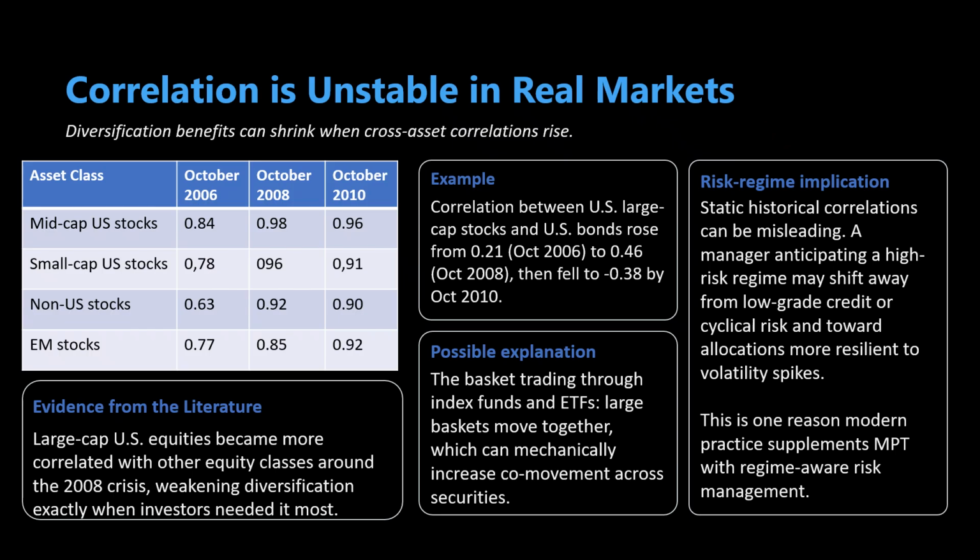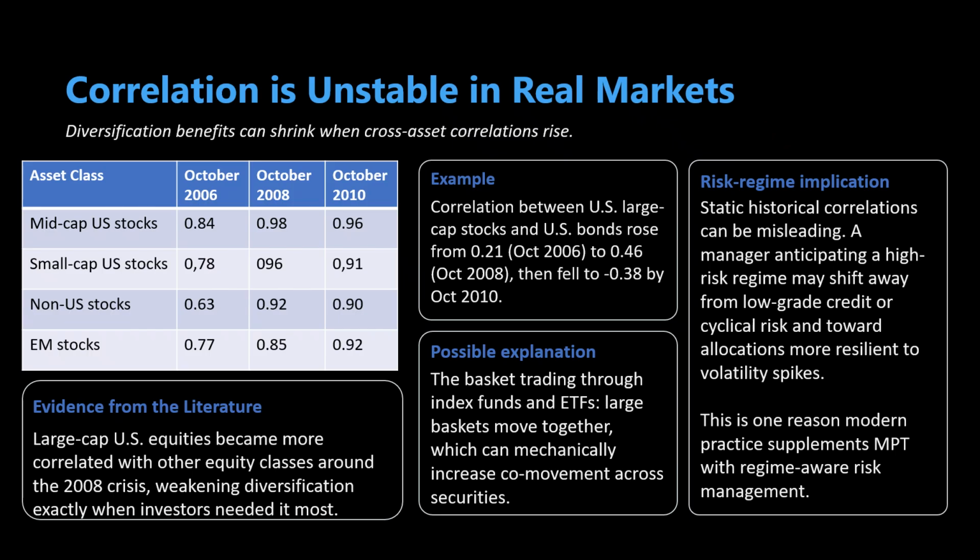What caused this instability? One contributing factor is the rise of index funds and exchange-traded funds, ETFs. Because these instruments trade large baskets of securities simultaneously, they can mechanically increase co-movement across securities, especially during periods of forced selling or risk-off positioning.